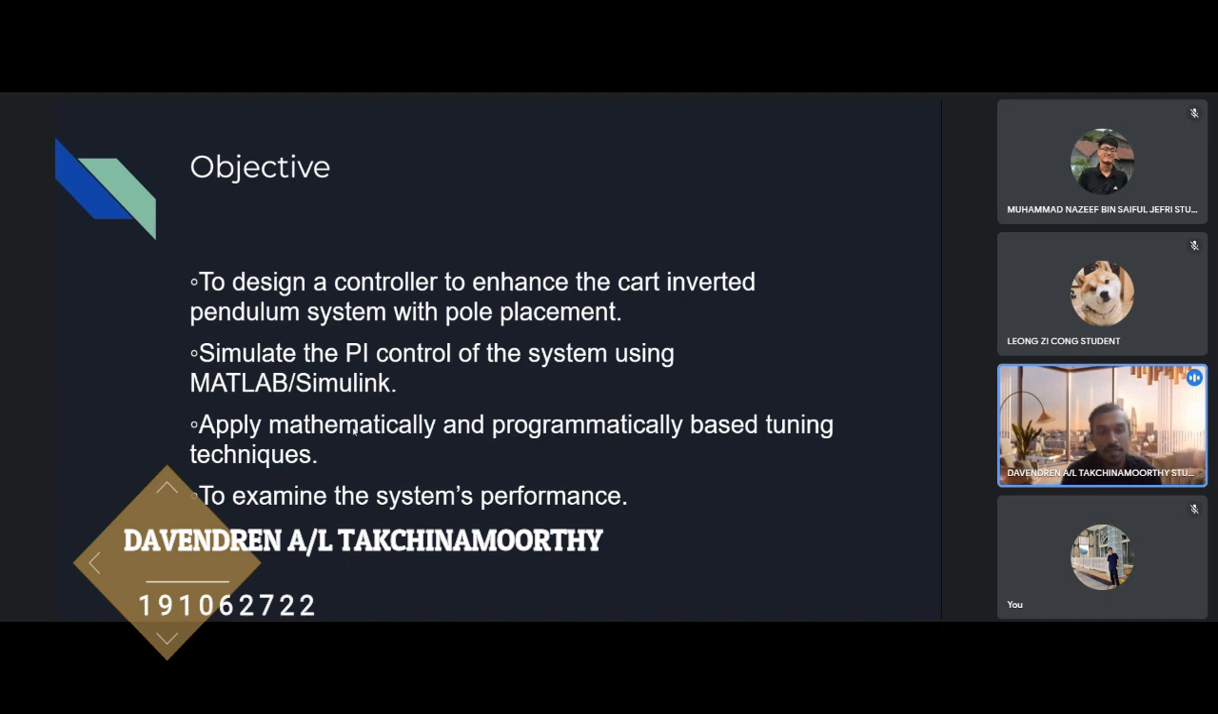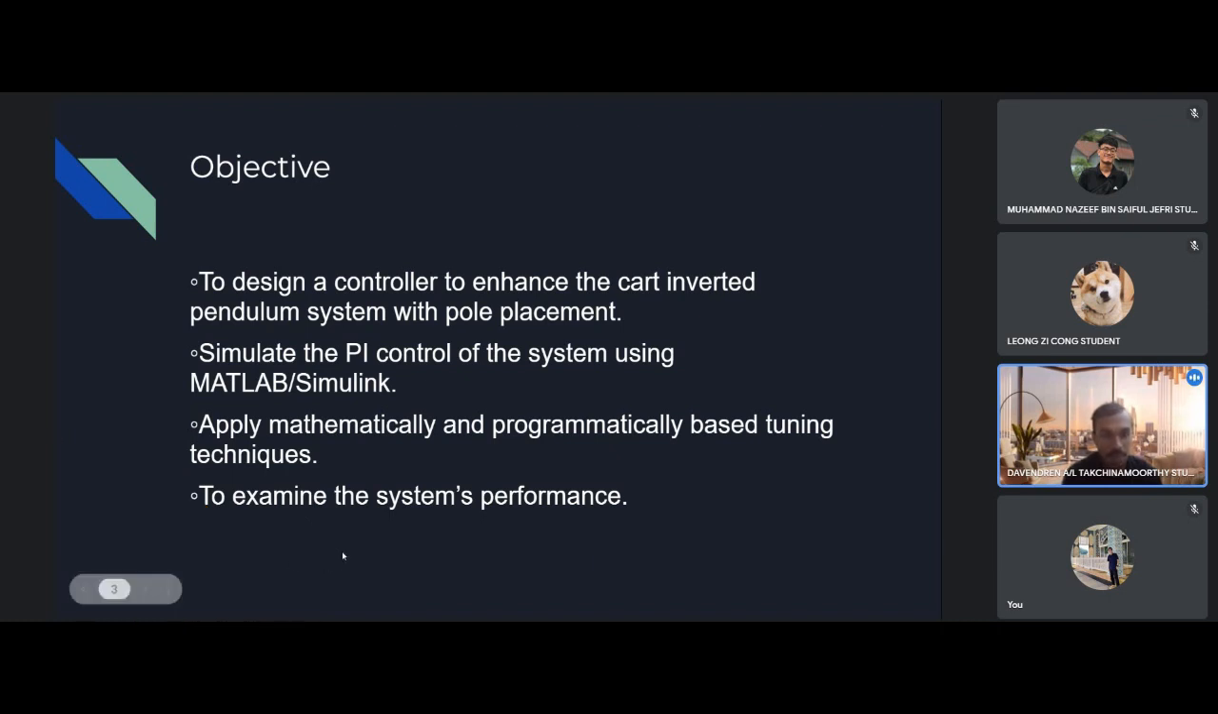The second objective is to simulate the PI control of the system using MATLAB Simulink. Third is to apply mathematically and programmatically based tuning techniques. And the last is to examine the system performance.